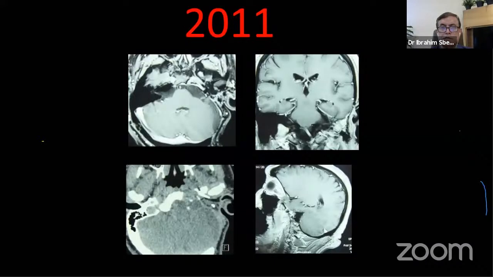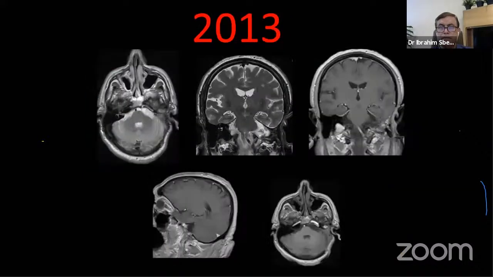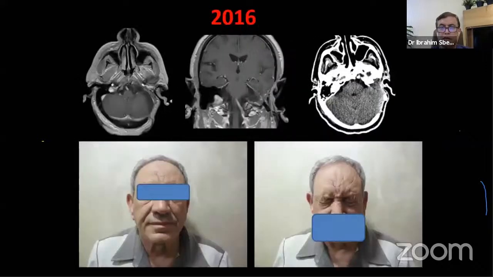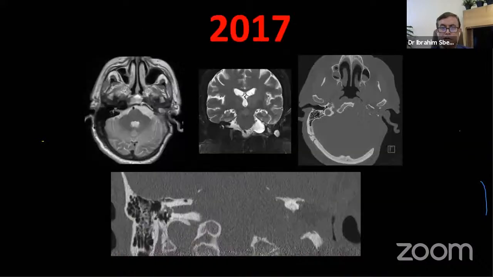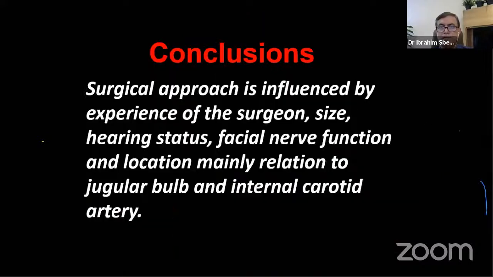For 2011, no recurrence; 12, no recurrence; facial nerve function came back as normal. 2013, 2015, 16, no recurrence, facial nerve function beautiful. 2017, 2018, facial nerve is fully back, almost.